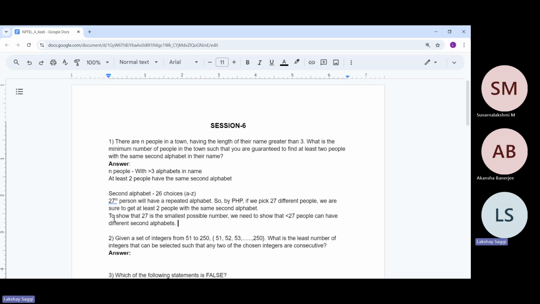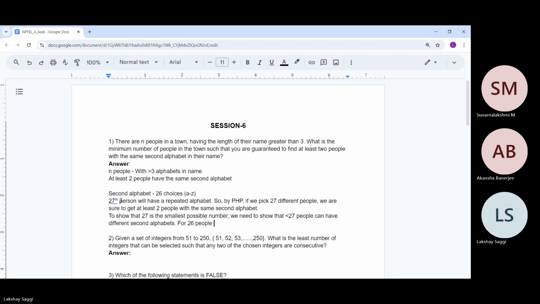So we need to create an instance in which if we pick, let's say, 26 people, then they will have different alphabets. And this is also easy to show because we can just assume that there are 26 people where the first person has the alphabet A, second has B, third has C, till the 26th person has Z. So this set of 26 people will always have distinct second alphabets. So 26 is not possible, and we have shown that 27 is possible. So 27 is the minimum possible number. I hope everyone understands this.